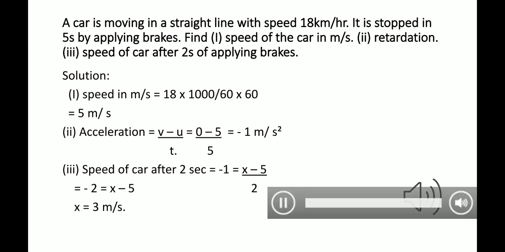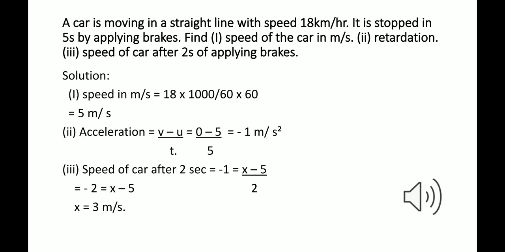So now we have a question. A car is moving in a straight line with speed 18 km per hour. It is stopped in 5 seconds by applying brakes. Find number 1, speed of the car in meter per second. Number 2, retardation. Number 3, speed of the car after 2 seconds of applying brakes. I have taken a question which covers almost everything. The questions are very easy. You have done these questions in your earlier classes also. Try to do the questions. If you still have a problem, you may ask me in the comments below.